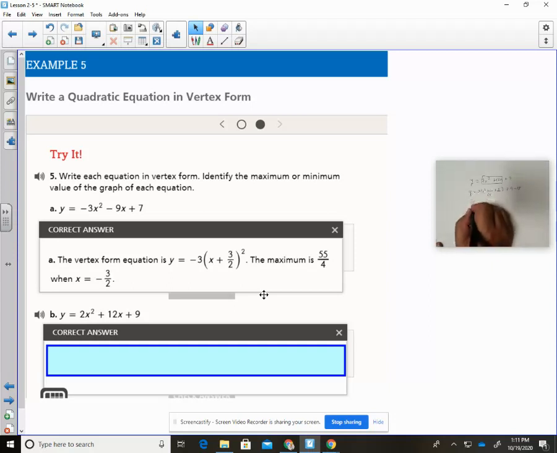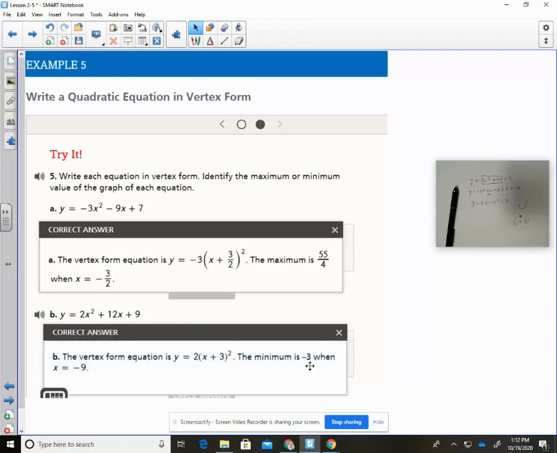So then that gives me y equals 2 times x plus 3 squared minus 9. So this one is going this way, and the vertex is going to be at negative 3, negative 9. So then the minimum value is negative 9, and it's located when x equals negative 3.